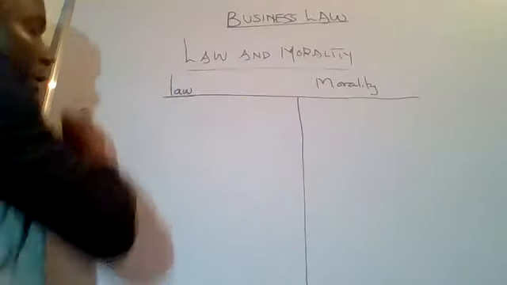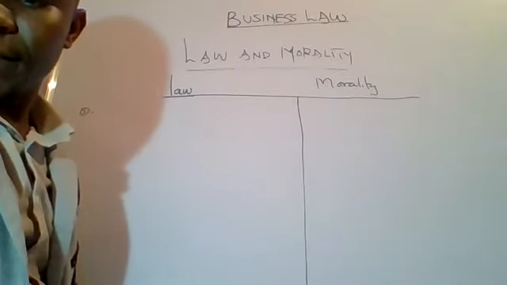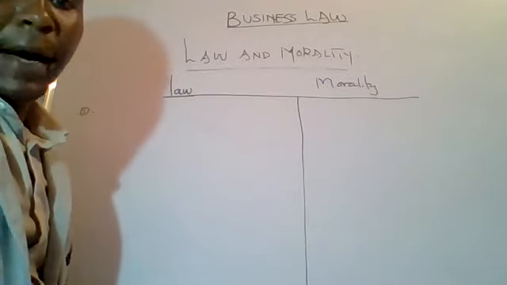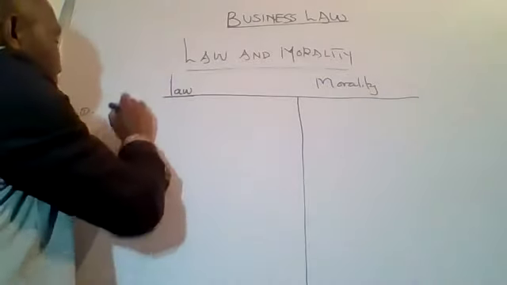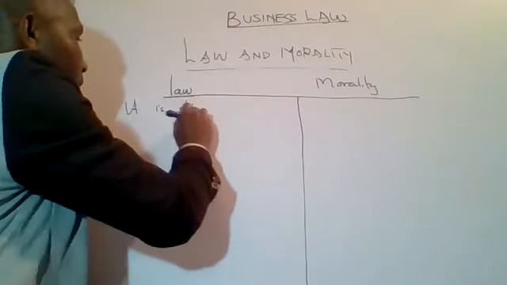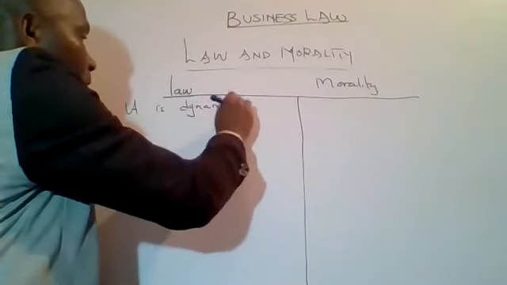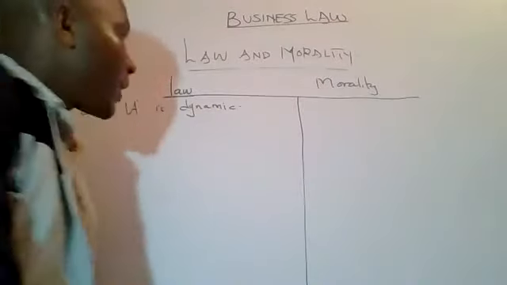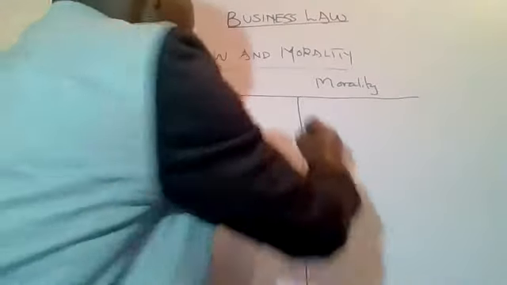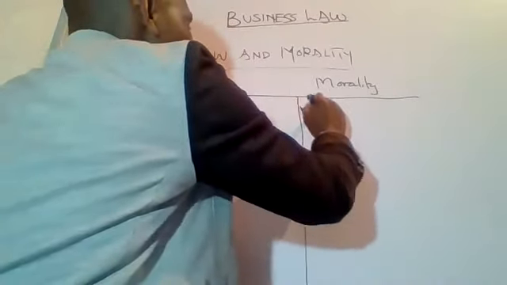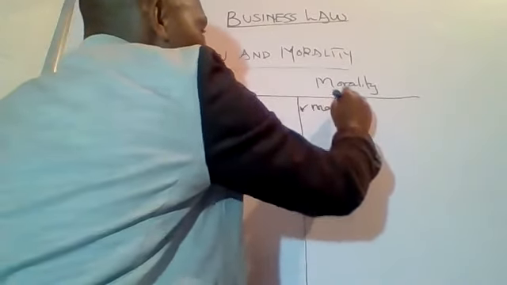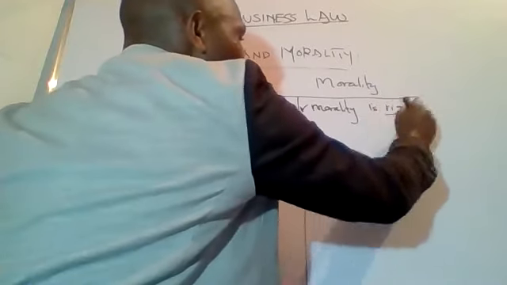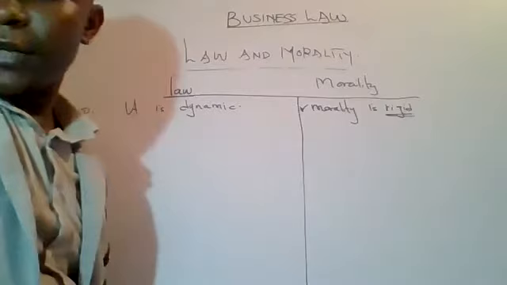So nataka uniandikie the first one. You say law is defined, it changes from time to time, or it is dynamic. The first one, you say it is dynamic. And then on the other side, you say morality is rigid, or it cannot change.